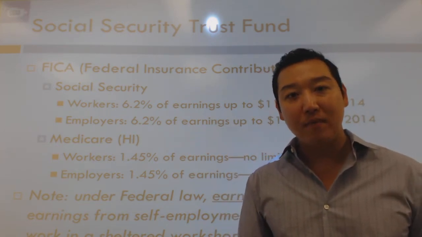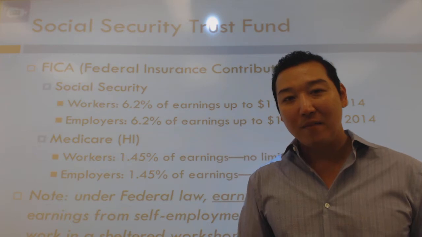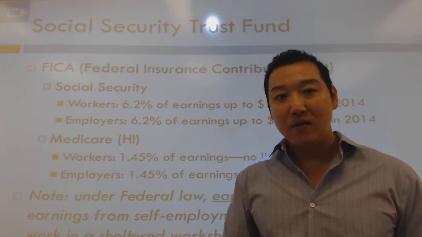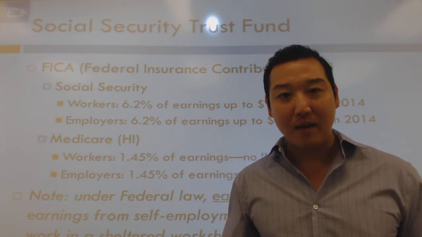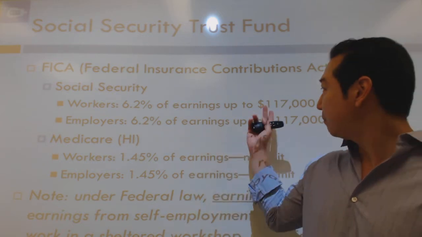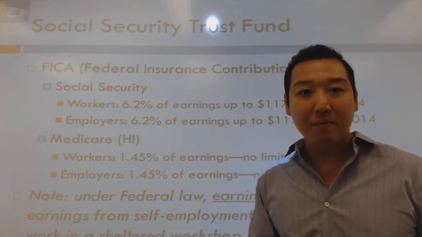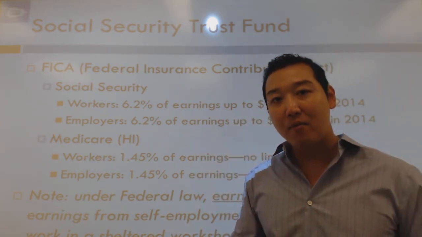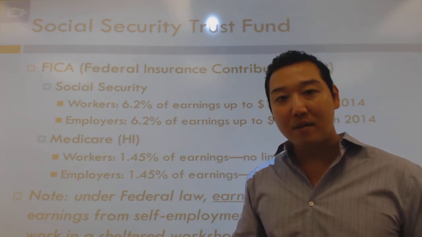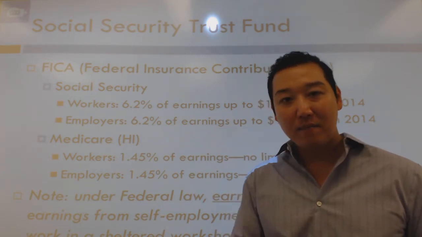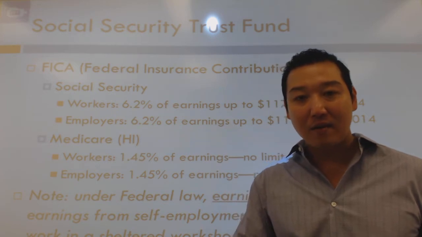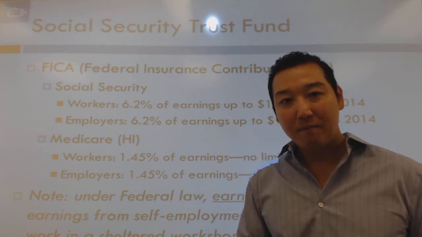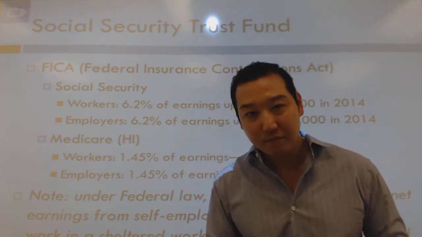Now there's a little distinction here in the way the tax is collected. In the way of Social Security, there is a cap, right? You notice that there's a cap up to $117,000, which I pointed out before. But for the Medicare portion, that 1.45% tax, that's a tax on all earnings. So it's not capped at $117,000. All earnings will be subject to the Medicare tax.